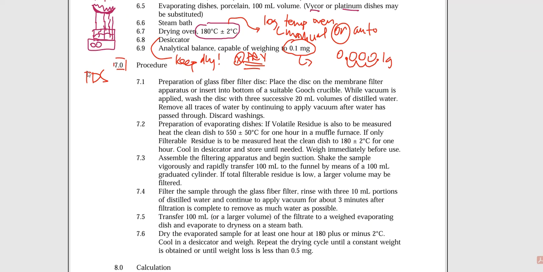All right, so section 7 is the procedure, and this is where we left off in the last video. So 7.1 says, preparation of the glass fiber filter disc. Place the disc on the membrane filter, insert into bottom of a suitable Gooch crucible. While the vacuum is applied, wash the disc with 3 successive 20 ml volumes of distilled water. Remove all traces of water by continuing to apply the vacuum after the water has passed through, and discard the washings.